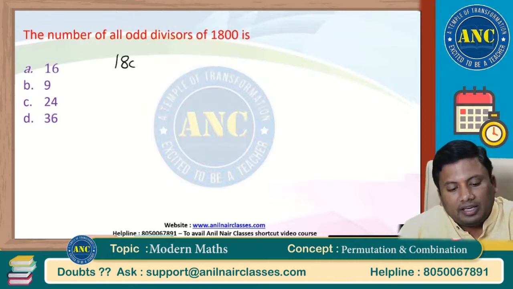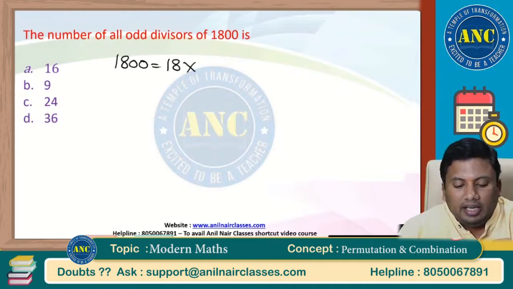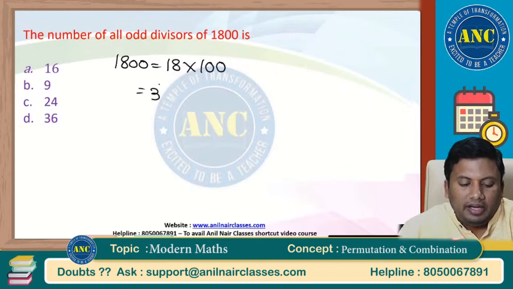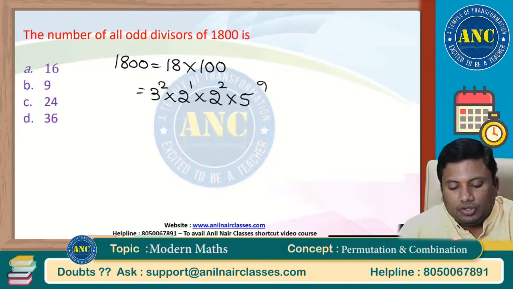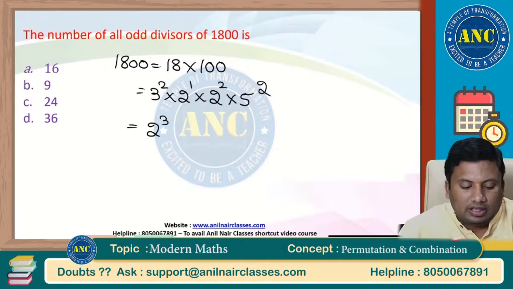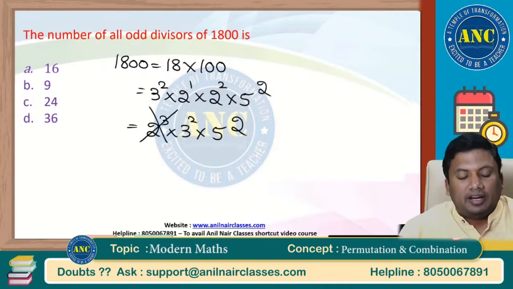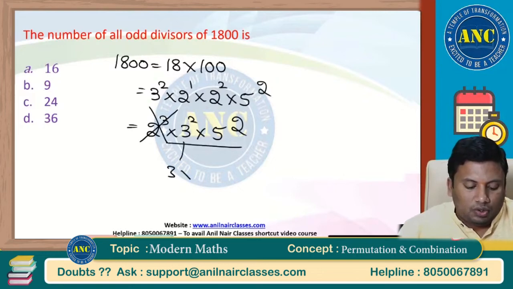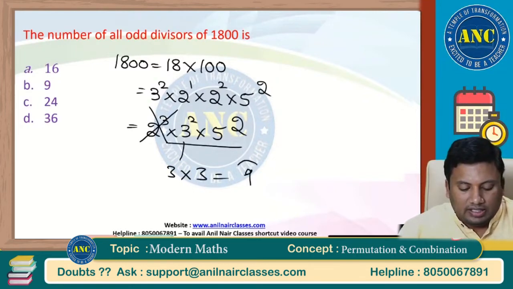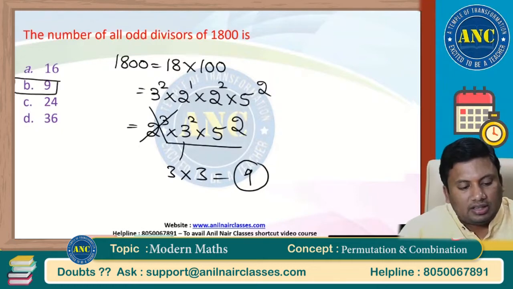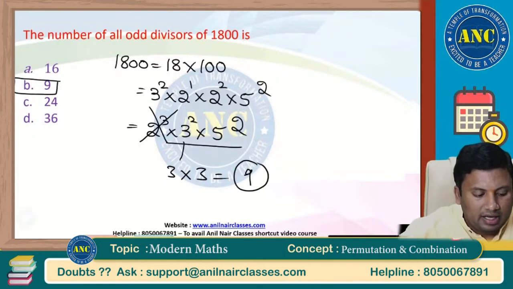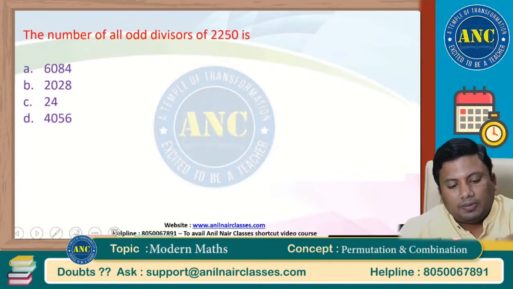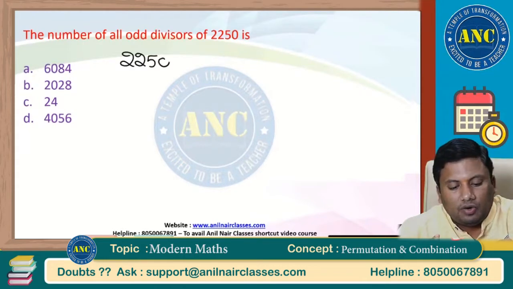Number of odd factors. 1800 is 18 into 100. 18 is 3 square into 2 power 1. 100 is nothing but 2 square into 5 square. So this is 2 cube into 3 square into 5 square. Odd factors means it can never be divisible by 2. For 3, powers 0 to 2, 3 cases. For 5, powers 0 to 2, 3 cases. 3 into 3, answer is nothing but 9. Once the concepts are clear, then you can do it on your own.